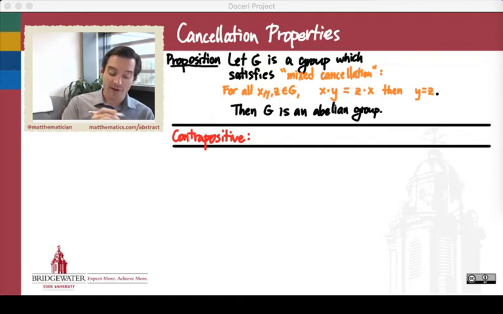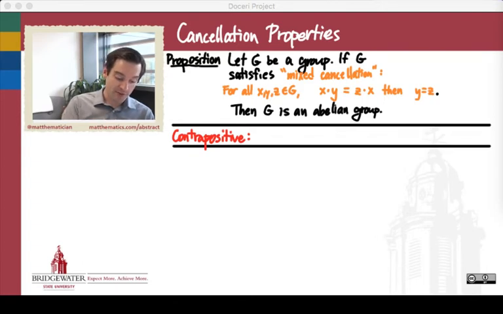I'm going to clarify the wording of this a little bit, just so that it more clearly follows our if-then structure. This is another thing that sometimes people trip over a little bit. So let G be a group. Anything that comes before the word if is just a hypothesis. No matter how we structure our proof, we're going to assume that to be true. So let G be a group. Then I'll write, if G satisfies the mixed cancellation property, then G is an abelian group. So now we have our if and we have our then.